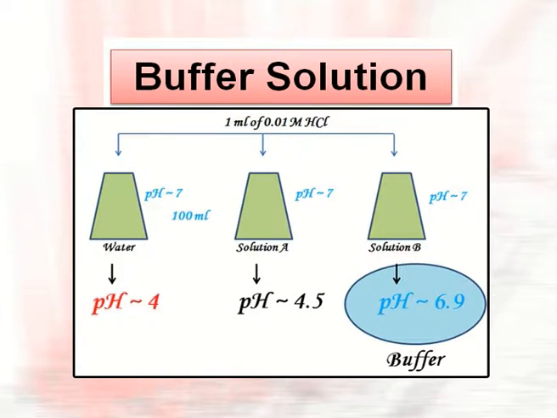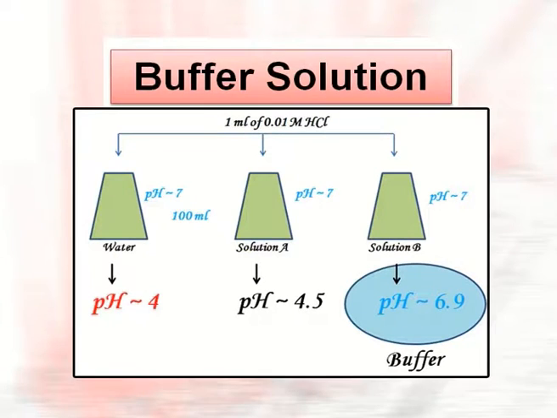Today, we are going to discuss buffer solutions, which are important in biology and chemistry. Buffer means a solution which has the ability to resist change of pH when acid or alkali is added from outside. Let us use a very simplified example to understand how a buffer works. Let us take the example of three solutions, 100 ml each at pH 7. One of them is water, the other one is solution A, and the third one, say, is solution B.